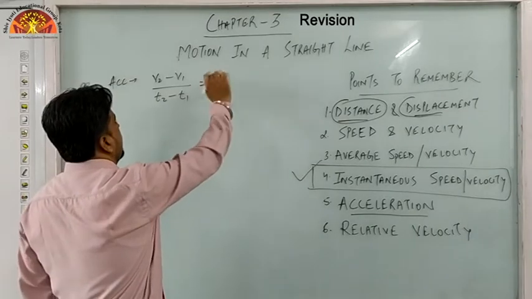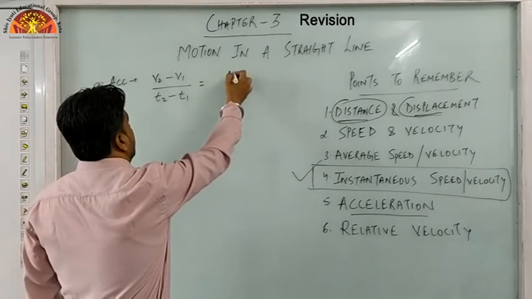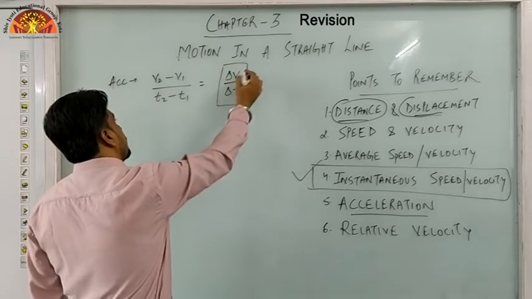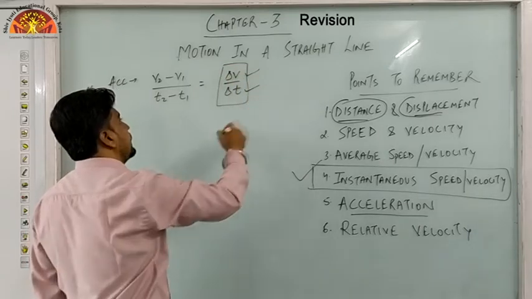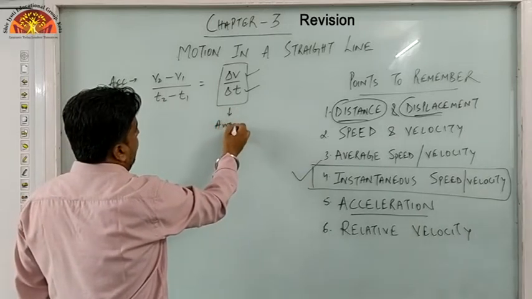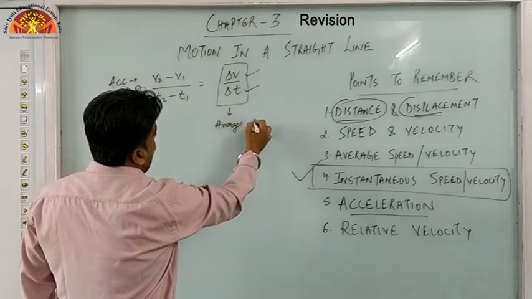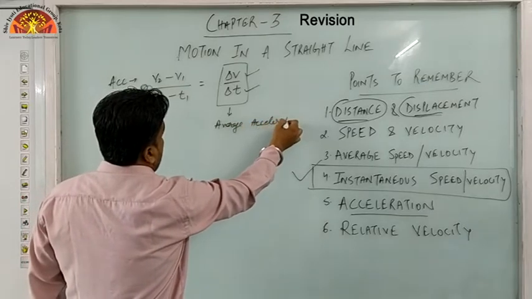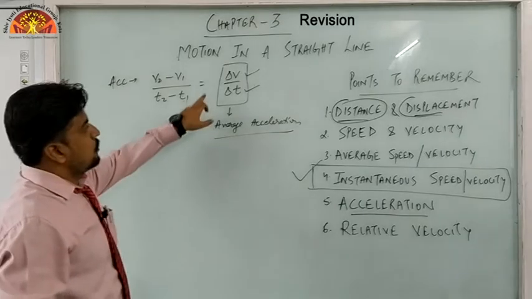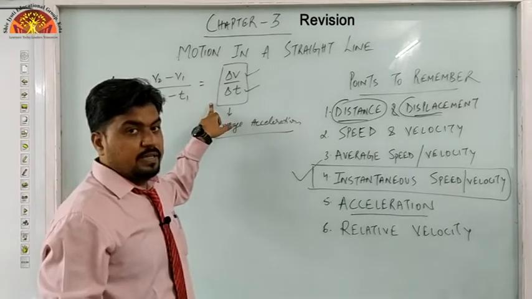Or you can also write it as, let's say, del V upon del T. When you write it like this, that is total change in velocity upon total change in time. So you might also get the formula of average acceleration over here. This is del V by del T, that is total change in velocity upon total change in time.